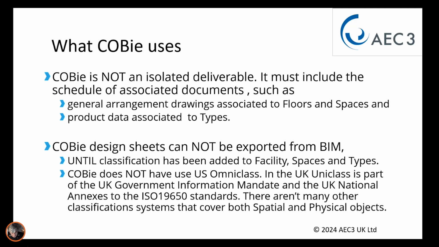Now, in the US, that would be to OmniClass, which is a suite of tables. In the UK, that would be to Uniclass, which is part of the UK government information mandate. And it appears as a requirement in the UK national annexes to ISO 19650. I'll just say there aren't many other classification systems that cover both spaces and product types. So if you're doing COBie, the choice is OmniClass, Uniclass, or if it's a different one, then choose it carefully.